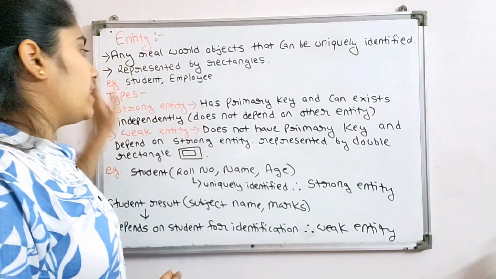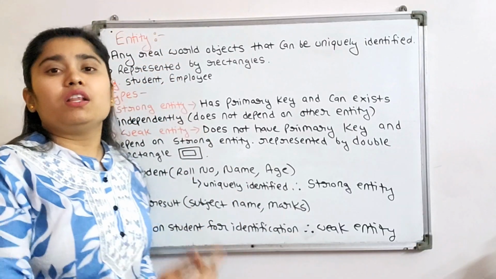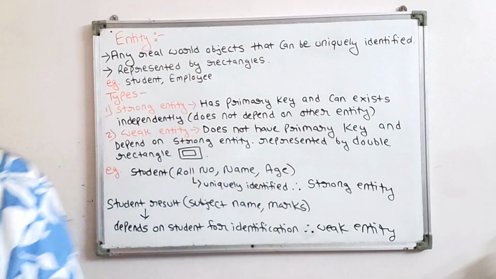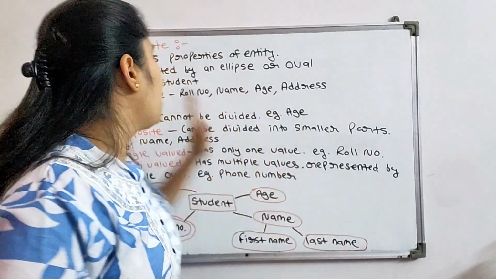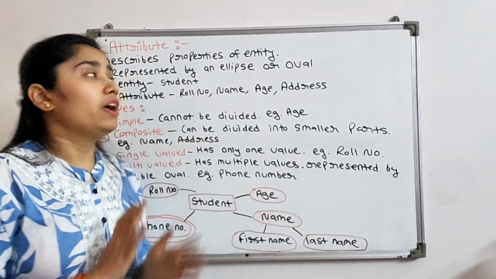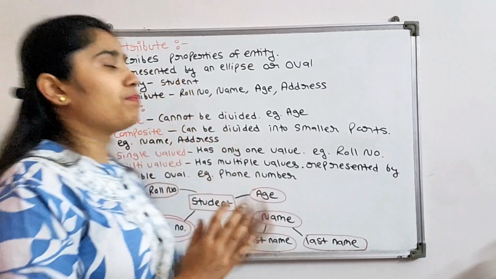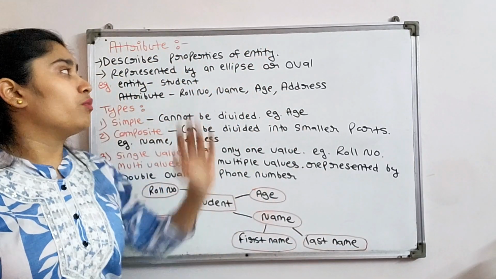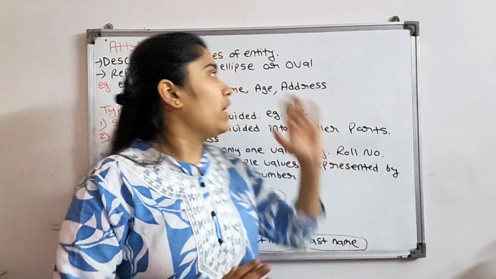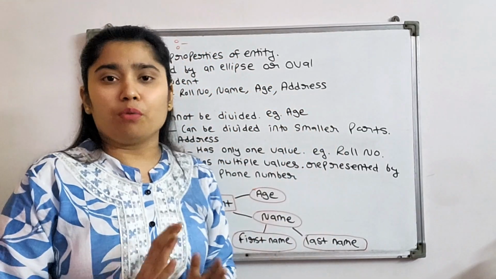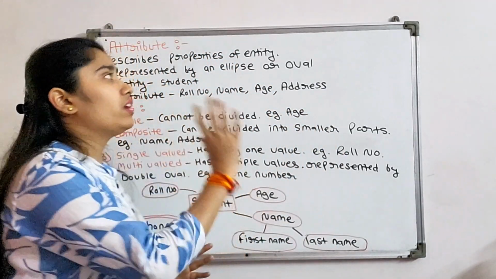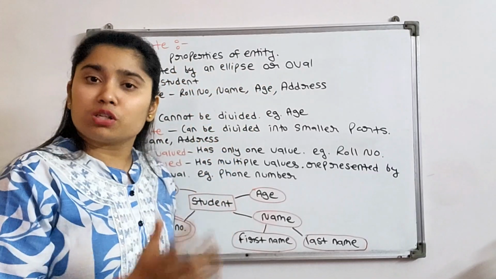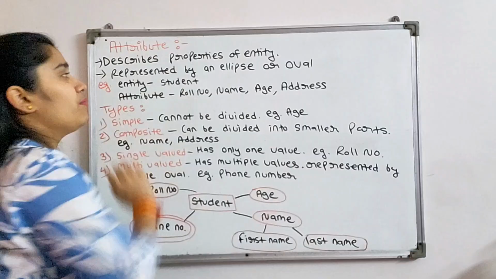Now if you want to take a screenshot or write it down, do it, then we will see the next component, that is the attribute. So now our second component is the attribute. What is an attribute? An attribute describes the properties, or we can say the characteristics, of the entity. What is an entity, which we have studied right now? An entity is a real world object. Whatever the properties or characteristics of that entity are is known as the attribute.